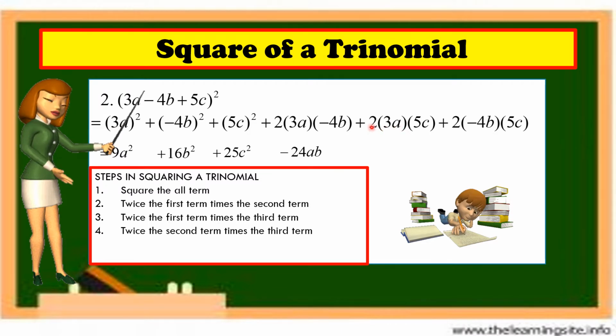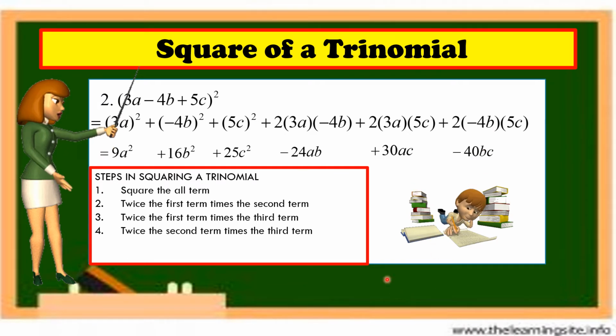2 times 3a is 6a. 6a times 5c is positive 30ac. And 2 times negative 4b is negative 8b. Negative 8b times positive 5c is negative 40bc. So 3a minus 4b plus 5c quantity squared equals 9a squared plus 16b squared plus 25c squared minus 24ab plus 30ac minus 40bc.